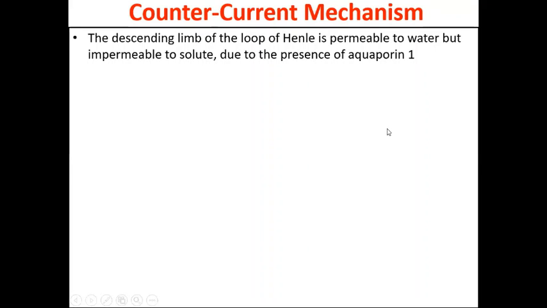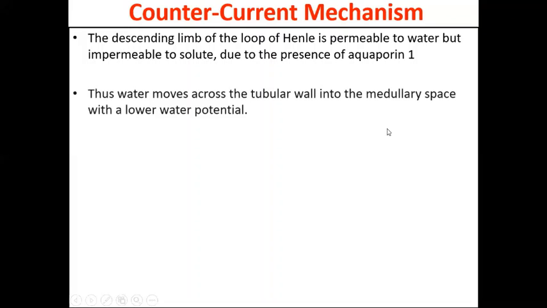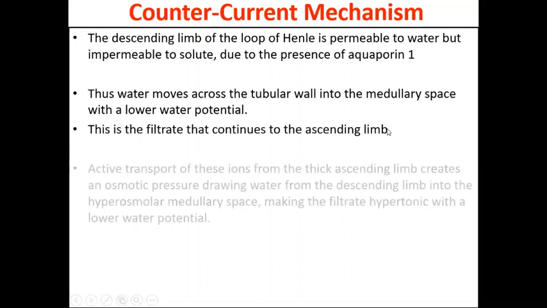So as the fluids are moving down the descending limb of the loop of Henle, water molecules are being reabsorbed via osmosis. Then the concentration of these solutes will start increasing, so the fluid becomes hypertonic. But as the fluids are ascending, they will become hypotonic because now there will be movement of solutes. There is reabsorption of solutes. So water moves across the tubular wall into the medullary space with a lower water potential. So this is the filtrate that continues to the ascending limb.